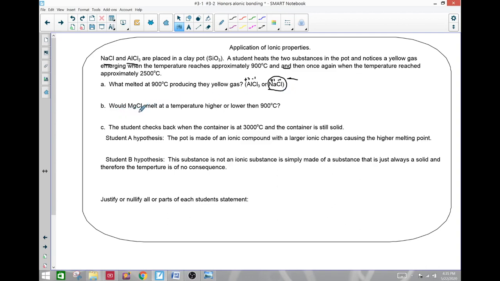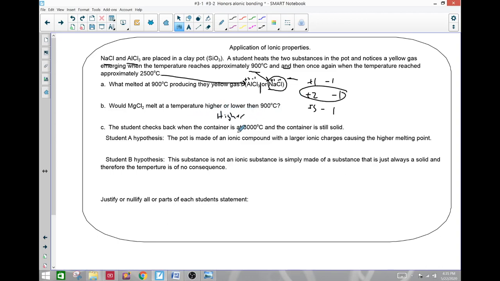So they're saying at 900 degrees, this guy melted, and at 2500, this guy melted. Quite a bit higher, much larger Coulomb attractions. Would magnesium chloride be higher or lower than 900? Well, you can see here that this is 3500, so it'd be someplace between. The plus 2 charge and the minus 1, versus plus 1 minus 1, and plus 3 minus 1. This is the one to be right in the middle of those two, so it would be higher than this guy.